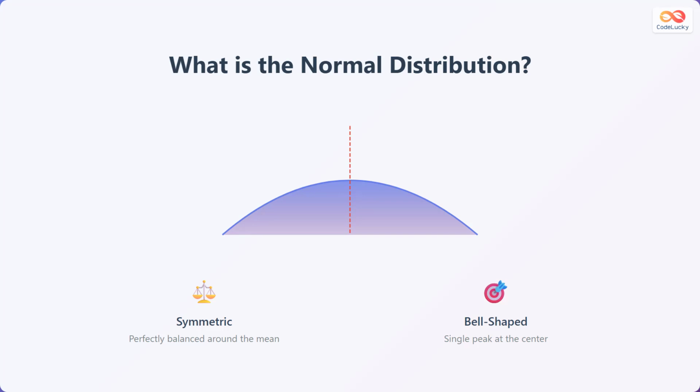The normal distribution is a symmetrical, bell-shaped distribution. It is perfectly balanced around the mean with a single peak at the center. This distribution is foundational in statistics for modeling random variables.